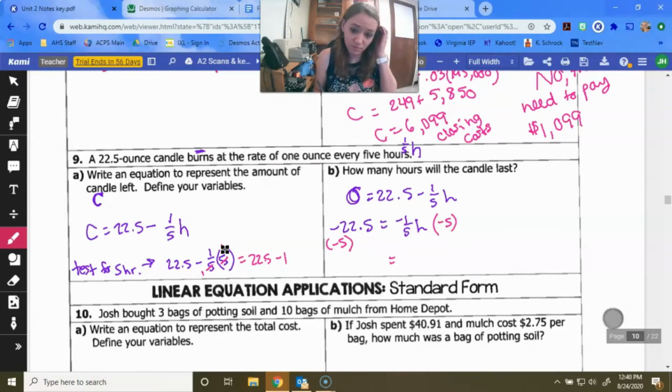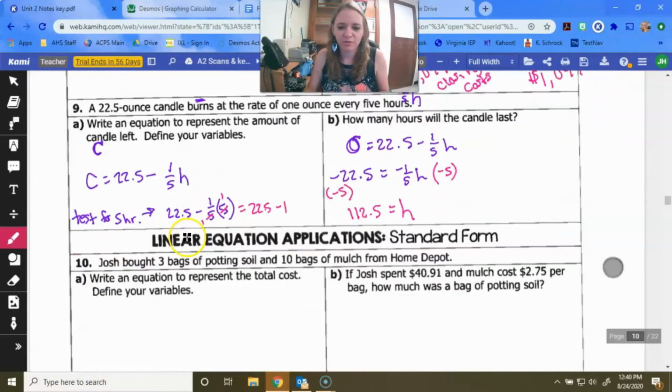22.5 times 5 is that, and then that's my H. So that's how many hours, so 112 and a half hours is how long it'll take the candle to disappear. So how much candle left? Again, just make that a 0, because we're assuming the candle is completely gone. Okay, yes, that was a tricky one. All right, we have a few more in standard form.